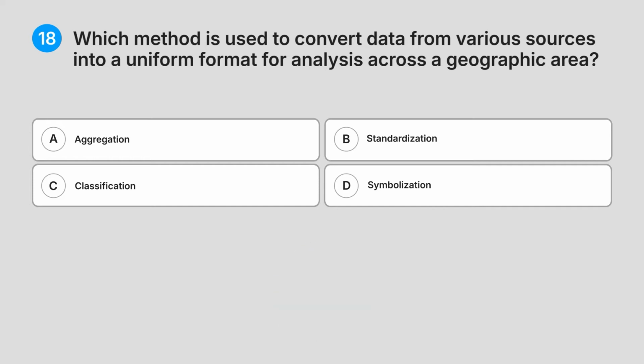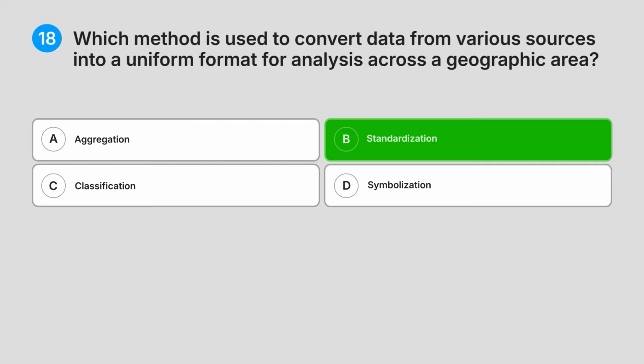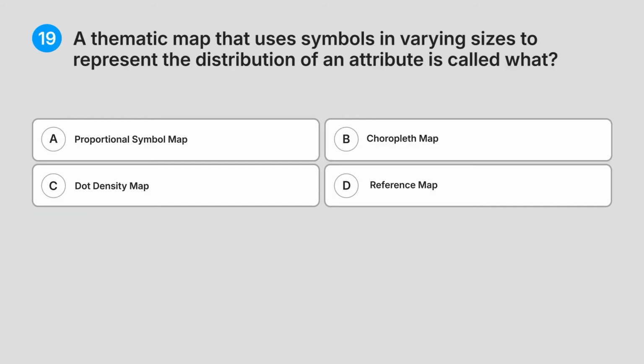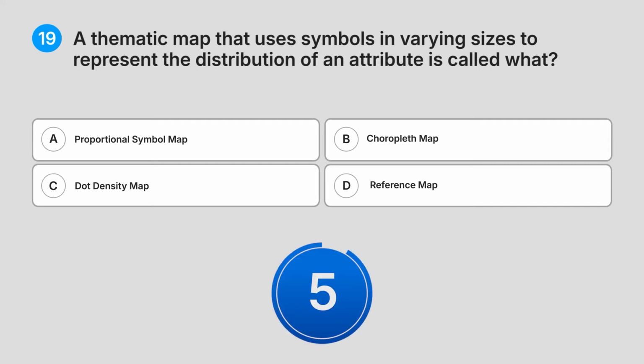Correct answer. B. Standardization. Explanation. Standardization in mapmaking involves defining the unit of measurement to represent data equivalently across a geographic area. 19. A thematic map that uses symbols in varying sizes to represent the distribution of an attribute is called what? A. Proportional symbol map. B. Choropleth map. C. Dot density map. D. Reference map. Do you know the answer?